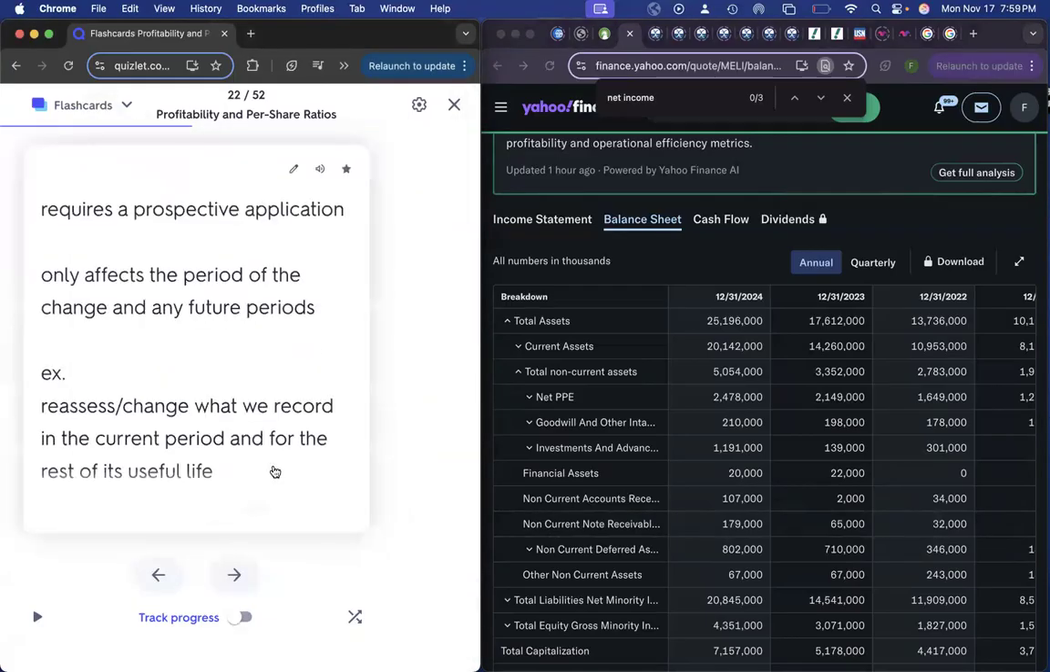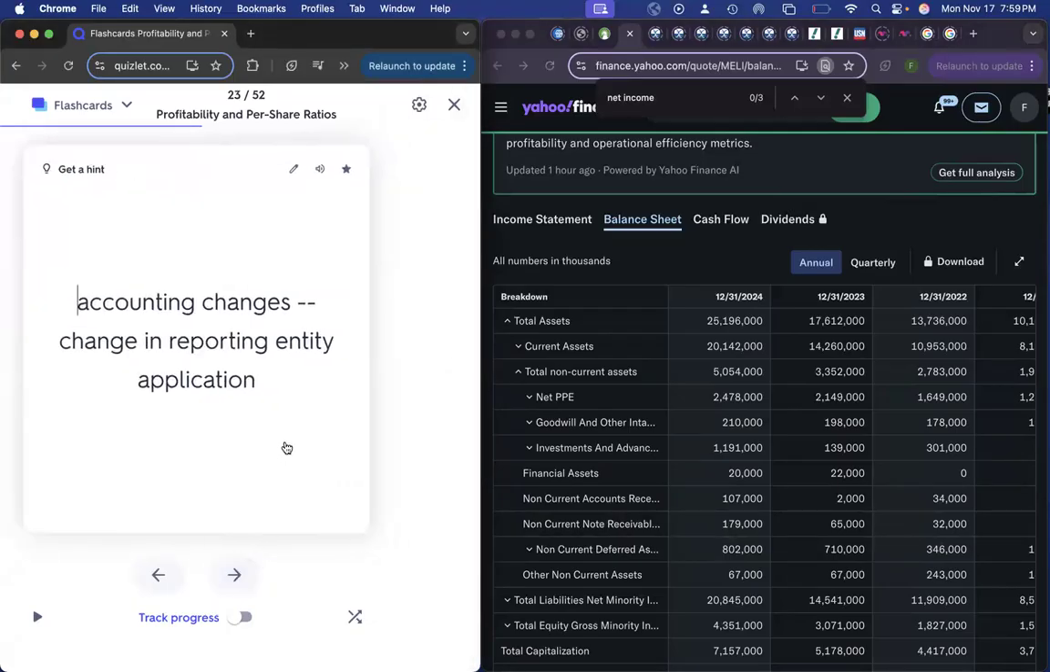And they apply this change prospectively. So that means that only affects the period of the change and any future periods. So meaning it affects the present and the future. So you have to reassess and change what we record in the current period and for the rest of the useful life of the, for example, non-current note receivable.